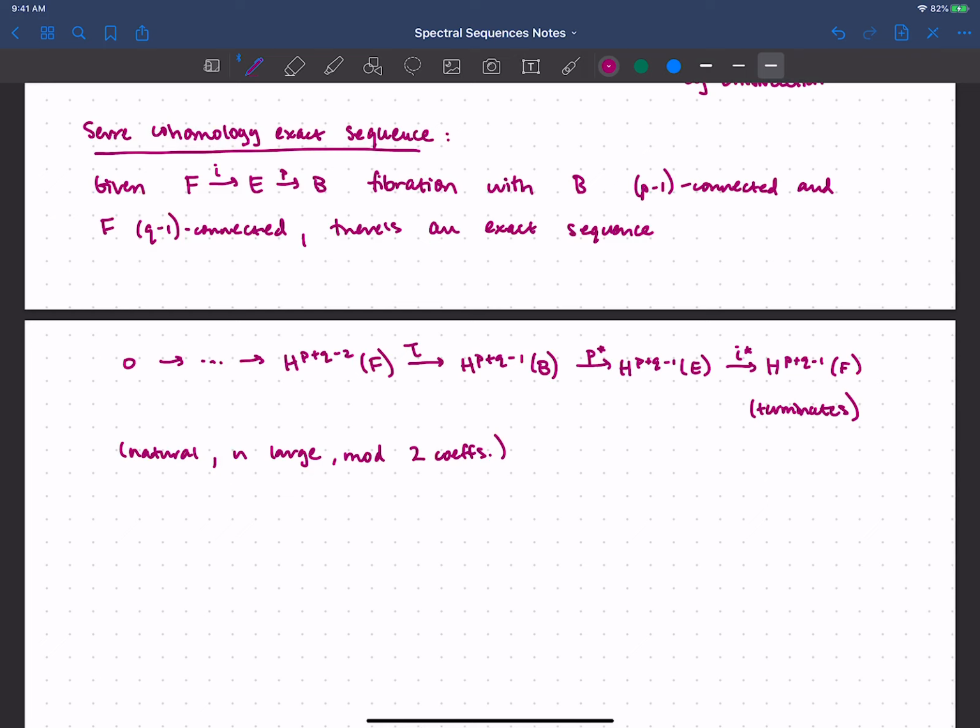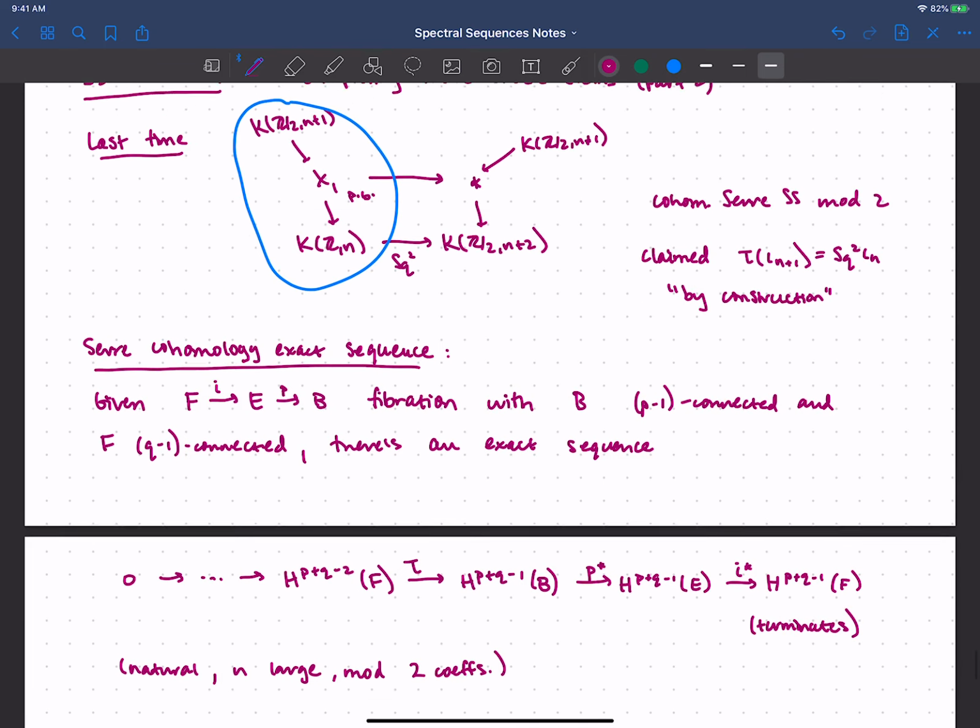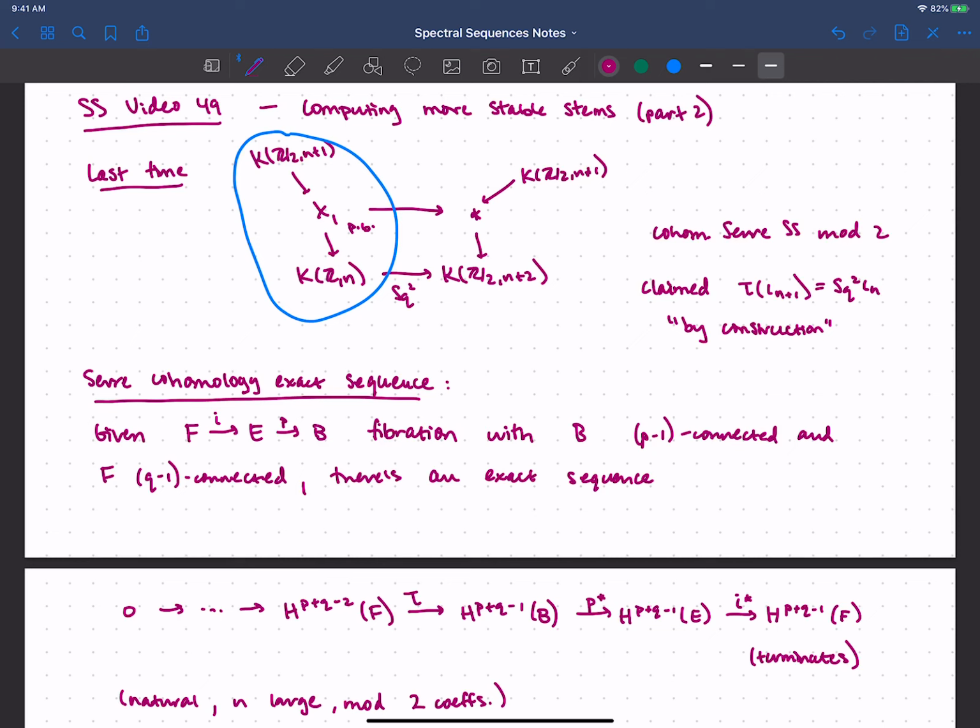So let's look at what that looks like in our particular example. Let me scroll back up to it. I've actually got two fibrations here, so that's where the naturality is going to come into play. I'll write the long exact sequence in cohomology for this one and the exact sequence in cohomology for this one.